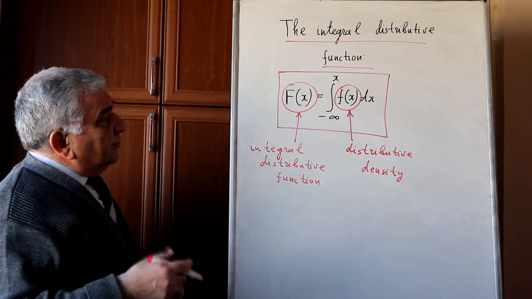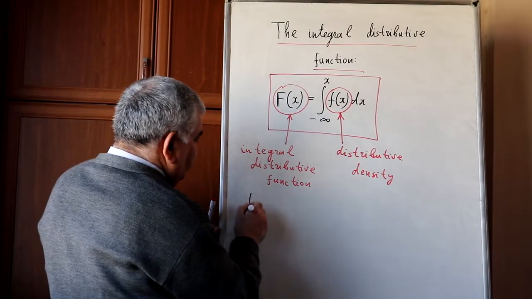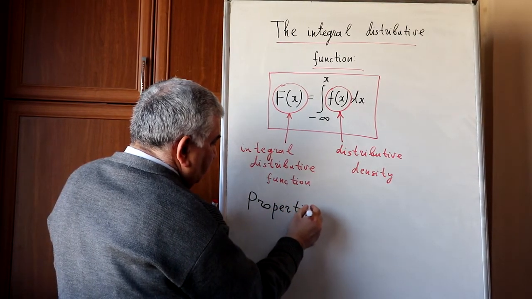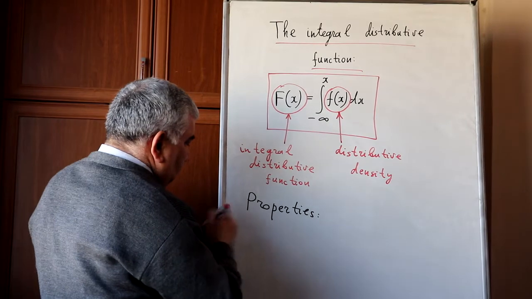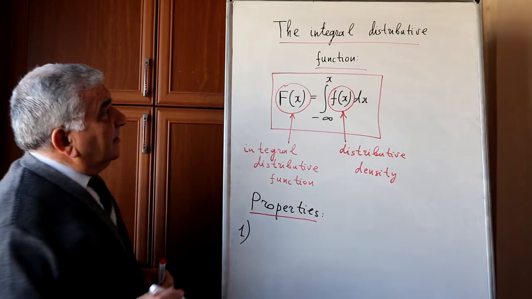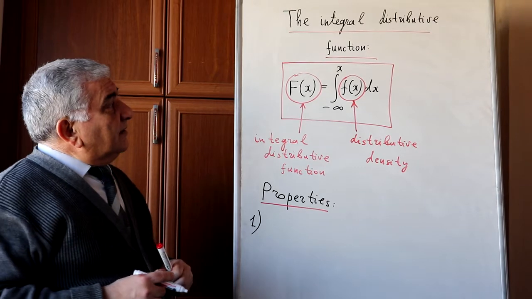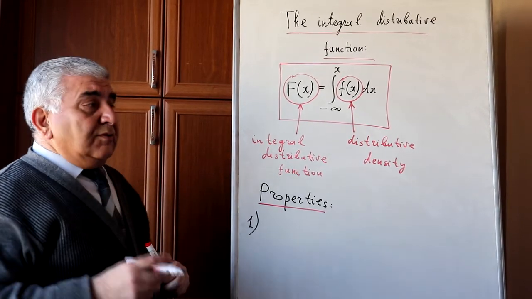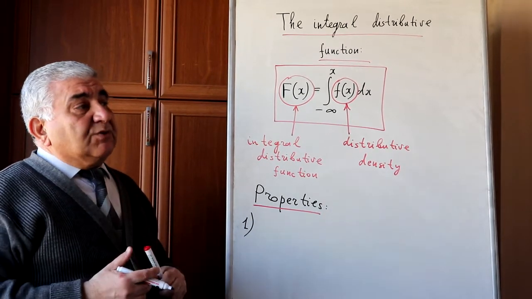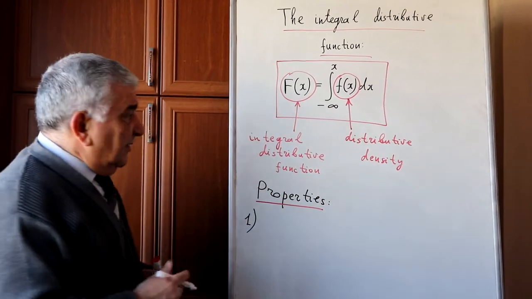Now consider the properties of the integral distributive function. First property. The integral distributive function is an increasing function. You know that if the derivative of some function is positive, it means the function itself is an increasing function.